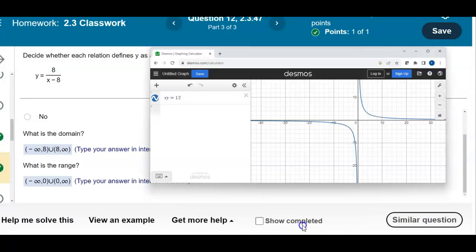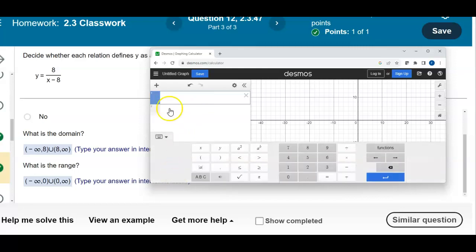Okay, so we're going to go ahead and then put in our graph. So we have y, which is equal to, actually we can just put in the fraction here. So we can put 8 and then divided by, this is x minus 8. Okay, and let me go ahead and put this variable in there to make sure it's this variable. So now take a look at what this graph looks like.